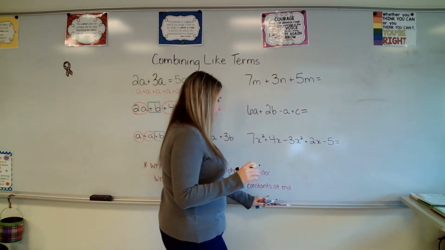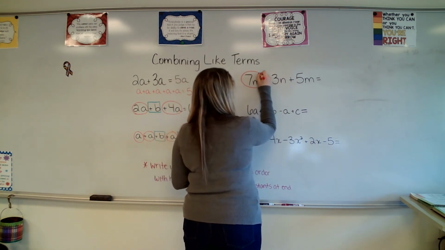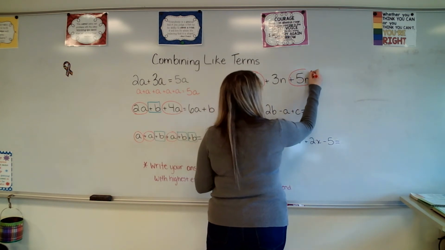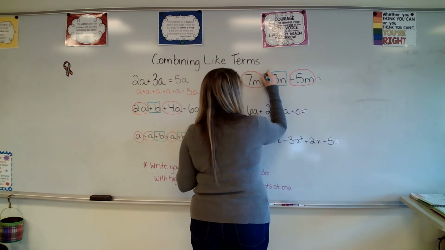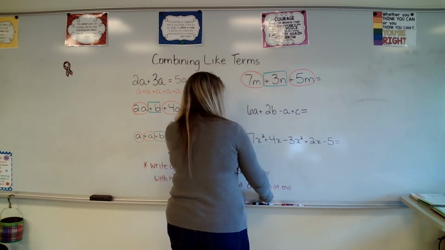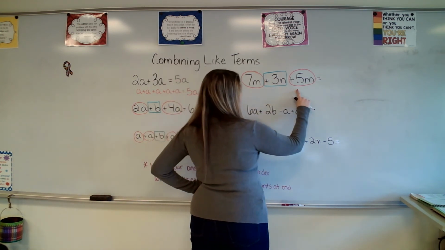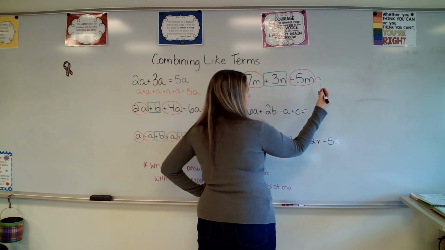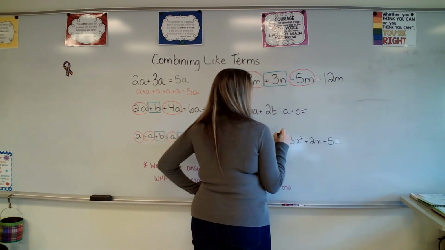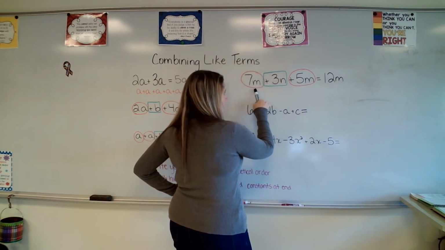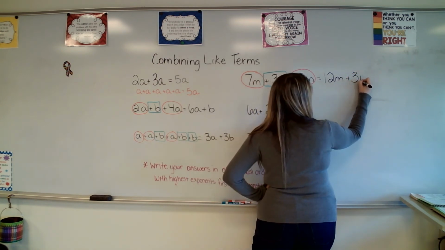Let's look at this next example. In this next example, I have m's, and then I have n's. And again, I'm boxing in the sign in front of it because if you see any minus signs, you would be subtracting, not adding. I have 7m plus 5m. Again, I'm doing my m first because that's alphabetical order. 7 plus 5 is 12m. And then my 3n cannot be combined with any other terms, so it stays the same.